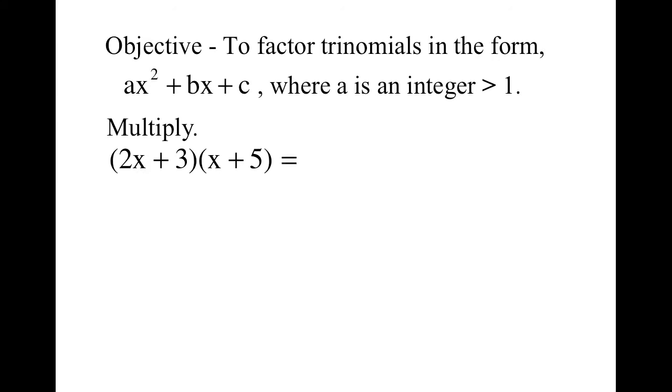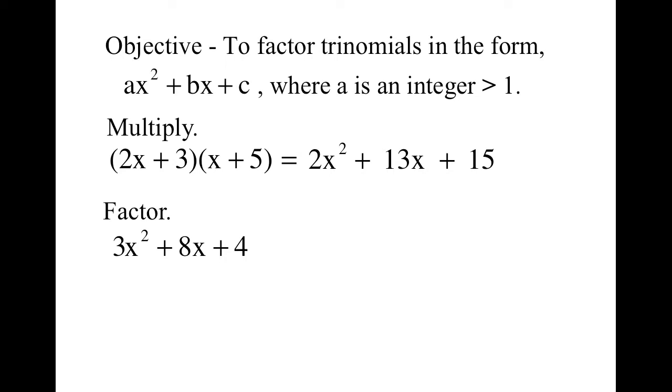Alright, so when I multiply 2x plus 3 times the quantity of x plus 5, I do my double distributing. 2x times x makes 2x squared. 2x times 5 makes 10x. 3 times x makes 3x, added to the 10x makes 13x, and 3 times 5 makes 15. So what we're going to do today is figure out how to take the trinomial and work it backward to the two binomials that multiply into it.